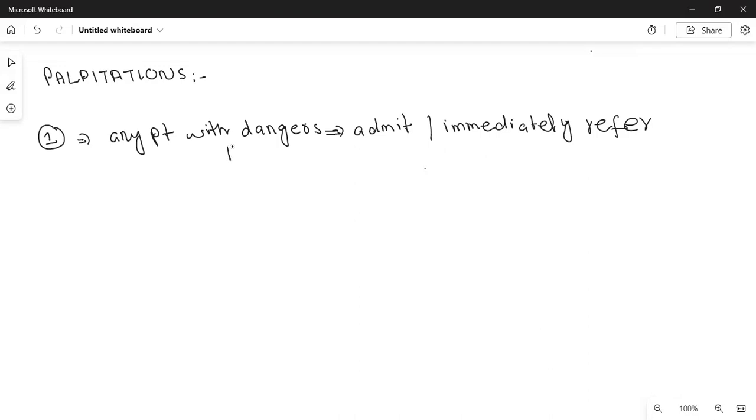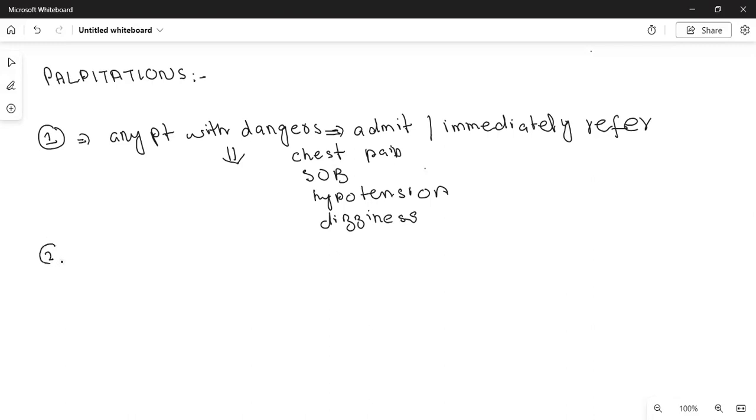And what are basically the danger signs? These are four signs that you need to look for: chest pain, shortness of breath, hypotension, and dizziness. Okay, so if you are getting any of these symptoms along with palpitation, this patient is high risk. You are going to admit or you are going to immediately refer. Okay.